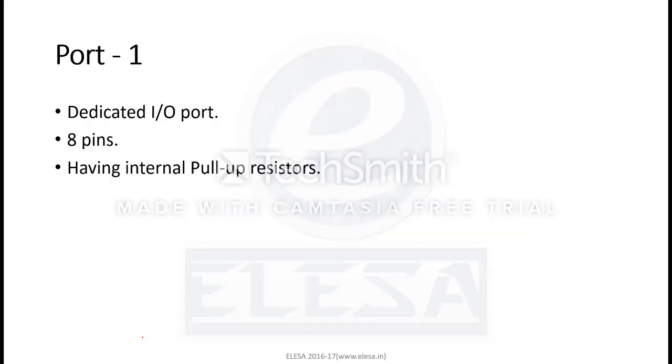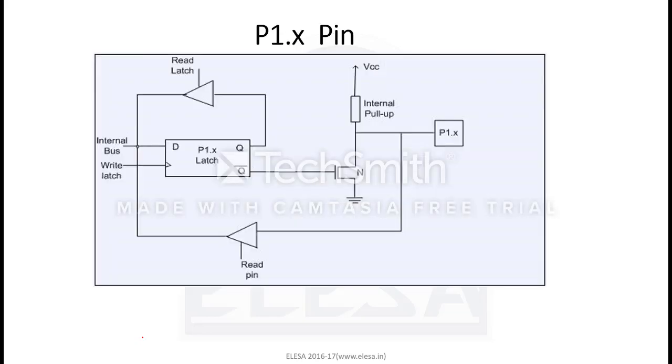Now we will move towards port 1. This is a port similar to port 0, but this port is only dedicated to input output function, and this port has an internal pull-up resistor, so we do not require an external pull-up resistor for its output operation. Now we will see in short the internal structure and working of this port pin. The input output operation is similar to port 0.